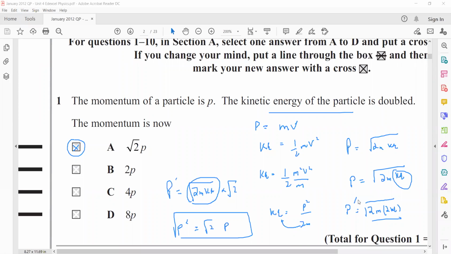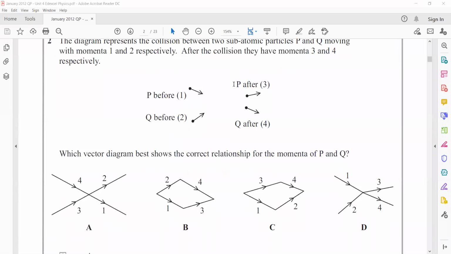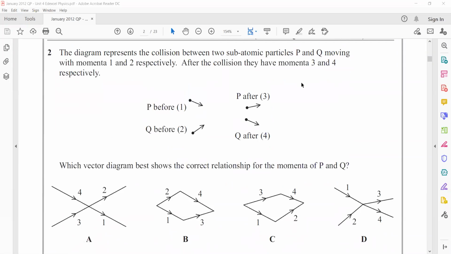Any doubt in this? Question 2. What could be the answer for question 2? A, B, C, or D?